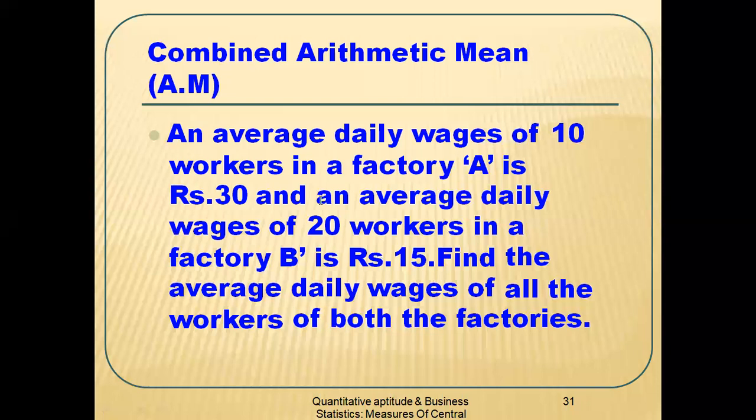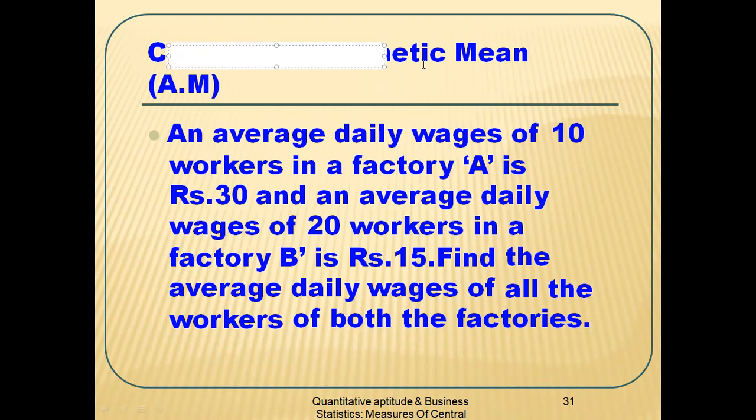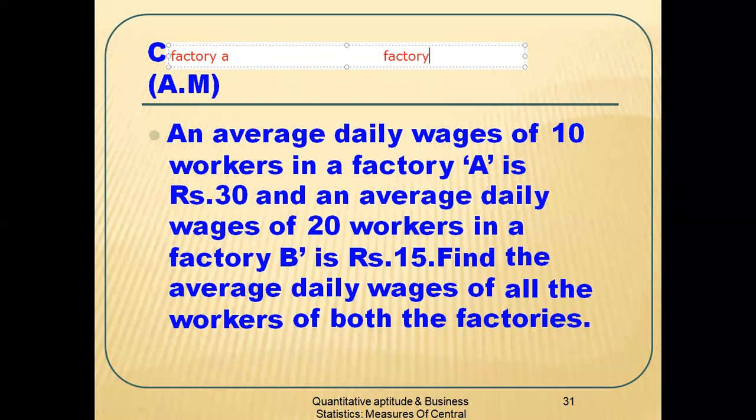So here two groups are there. Yes or no? If you read the question, we can analyze it. Under that question, there are two groups, that is factory A as well as another one, factory B. Agreed or not? So there are two groups, factory A as well as factory B.